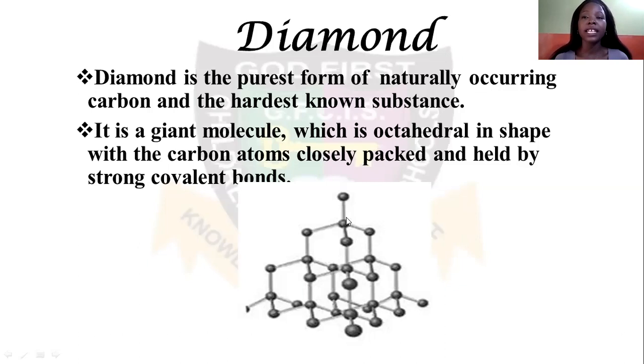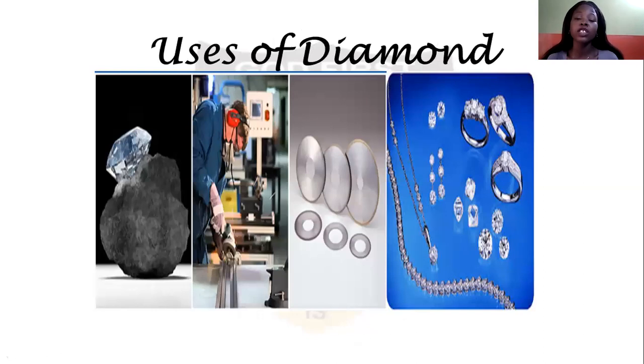Now, all these are in your note, so please go to your note and you will see them there. So at very high temperature, it will react with oxygen in air to form carbon 4 oxide. So these are the properties of diamond. Now let's look at the uses of diamond.